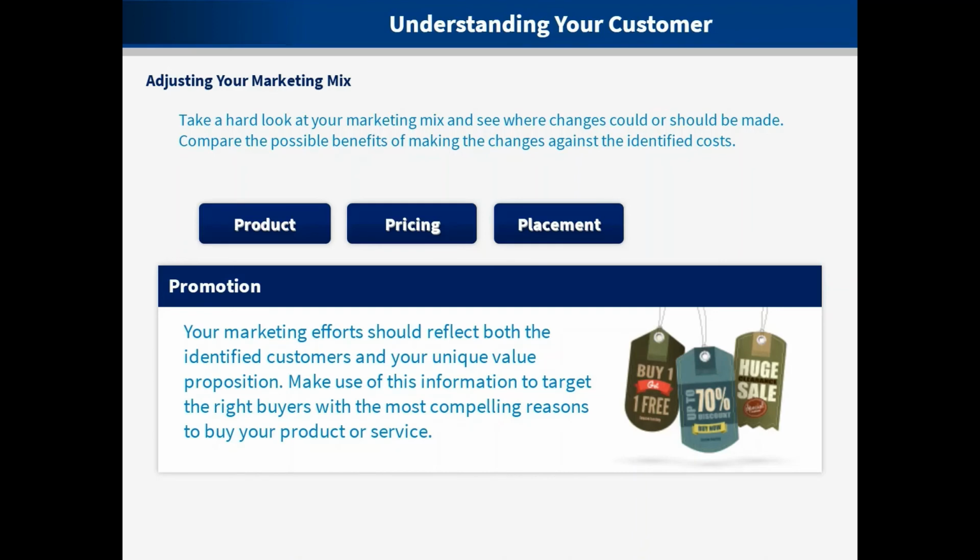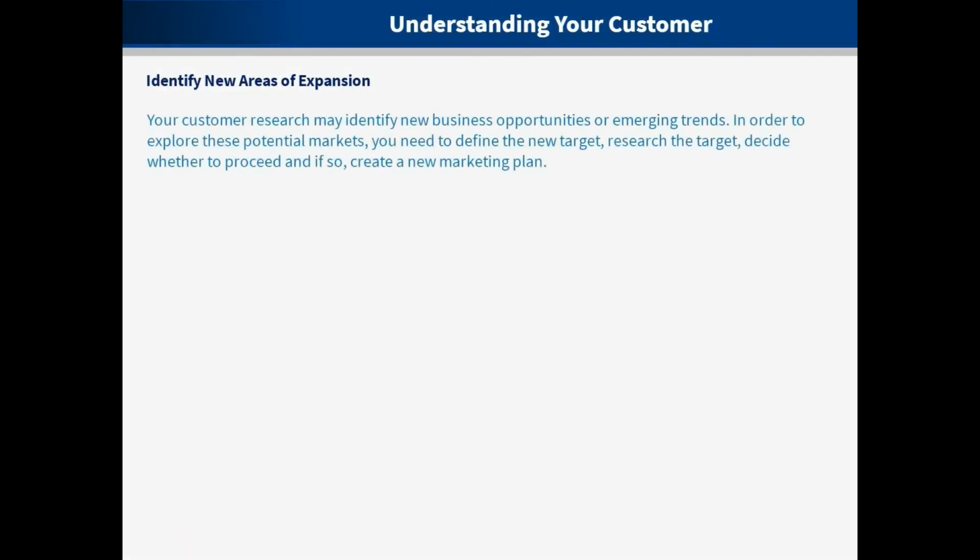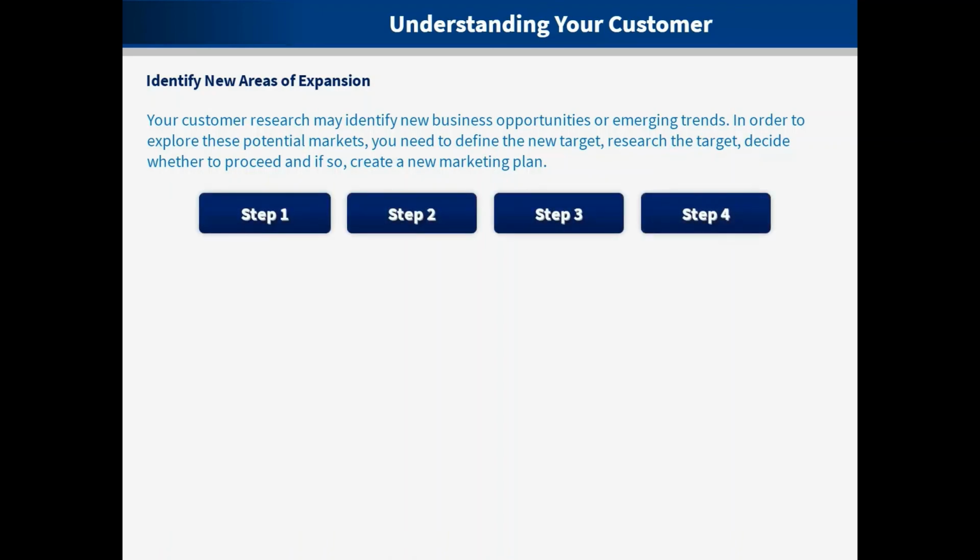service. Your customer research may identify new business opportunities in the form of an unserviced or underserviced market. You may also become aware of emerging trends, such as population shifts, increasing levels of education, or additional leisure time, which bring new opportunities for marketing your product or service. In order to explore these potential markets, you need to define the new target, research the target, decide whether to proceed, and if so, create a new marketing plan.